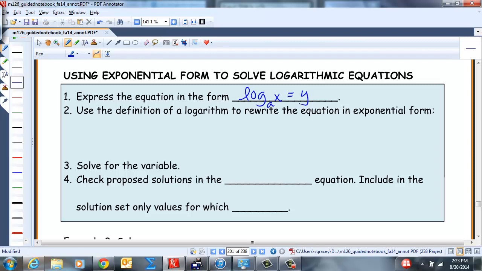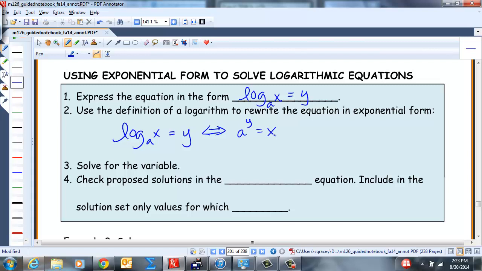Now if you're going to use exponential form to solve logarithmic equations, basically you want to have a constant on one side. So you would have log base a of x is equal to y. And then you would use the definition of a logarithm to rewrite the equation in exponential form. And this method works the best when you have y as a constant and what's inside the log is your unknown. So here we go. Log base a of x is equal to y is equivalent to a to the y equals x.